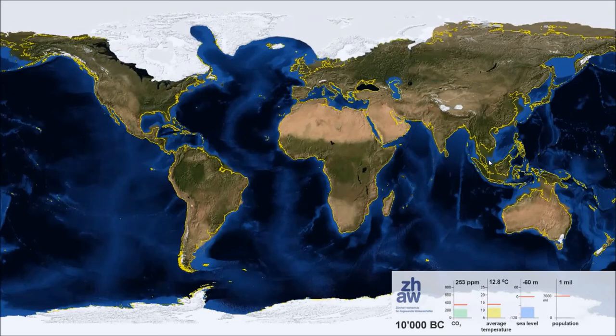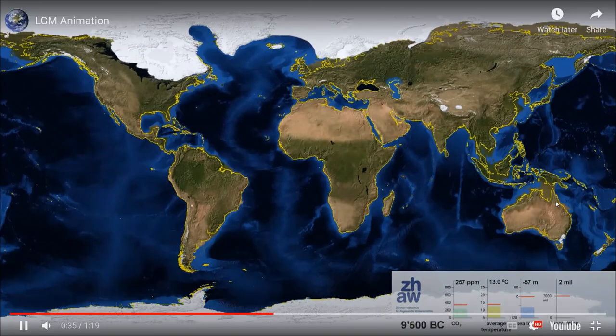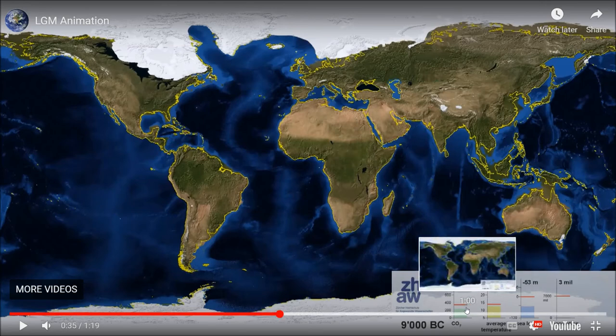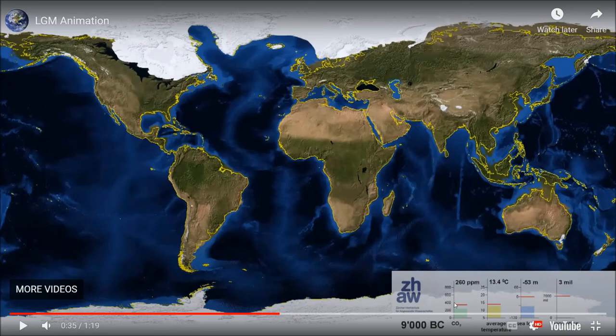Let me give you an example. Right now in 9,000 BC, the carbon dioxide concentration is 260 ppm, compared to the current concentration of 380 ppm. At that time the temperature was 13.4 degrees Celsius, almost close to this one. At that time the sea level was minus 53 meters. And what is this? I don't know what that is. Okay, let's play the video.